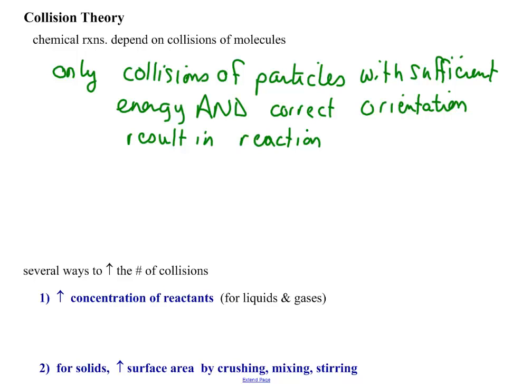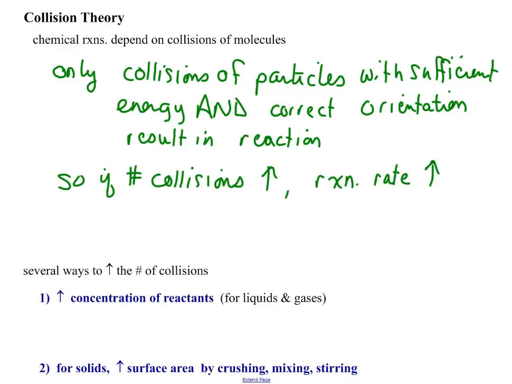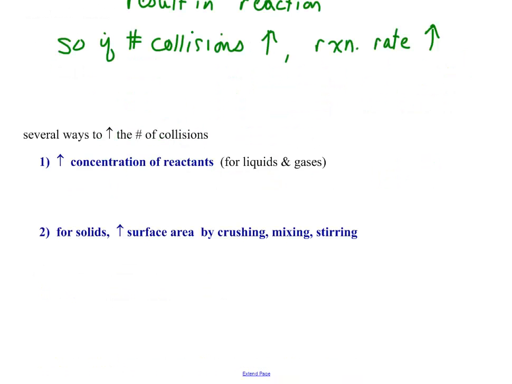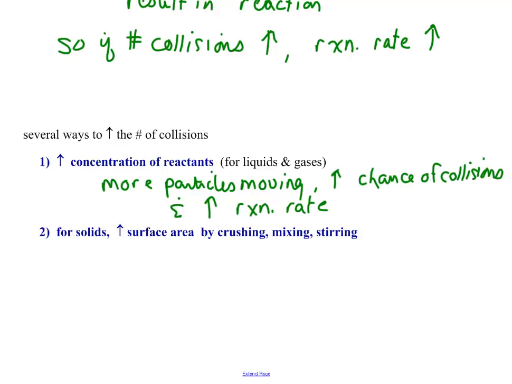If we increase the number of collisions, we get faster product formation. We get an increase in the rate of a reaction. There are a couple of ways we can increase the number of collisions. One way, we can increase the concentration of the reactants. This works for liquids and it works for gases. We have more molecules moving, which means more chance for collisions and therefore greater rate. So just by sheer numbers, we can get those collisions going on. We can get a faster reaction rate.